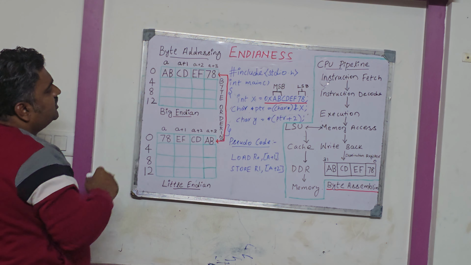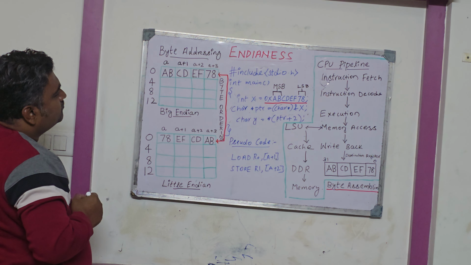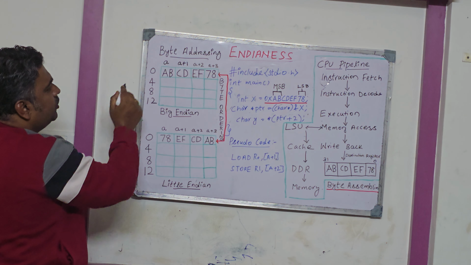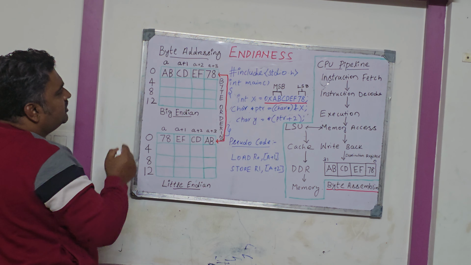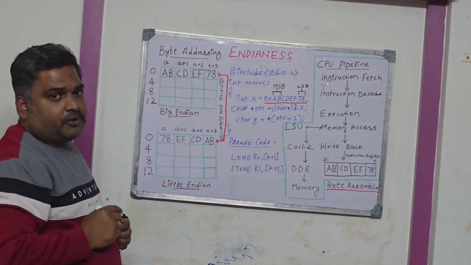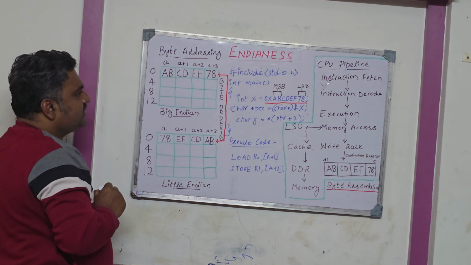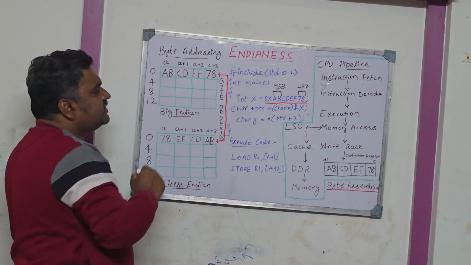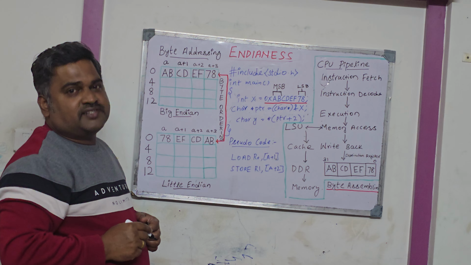Considering this as a block of memory divided into 4 different memory locations, say this multi-byte value is located at an address A, then each byte is accessible at a particular address. Assuming A is equal to 0, then AB is accessible at address 0, CD is accessible at address 1, EF is accessible at address 2, and 78 is accessible at address 3.